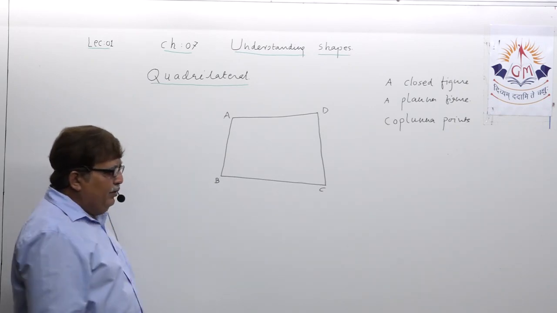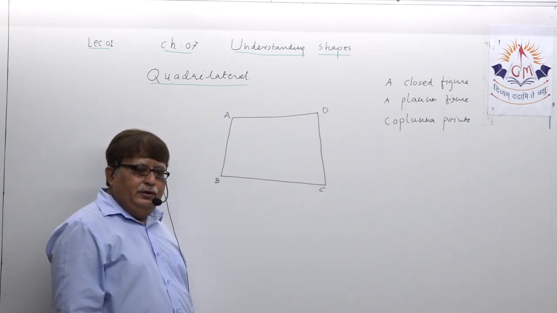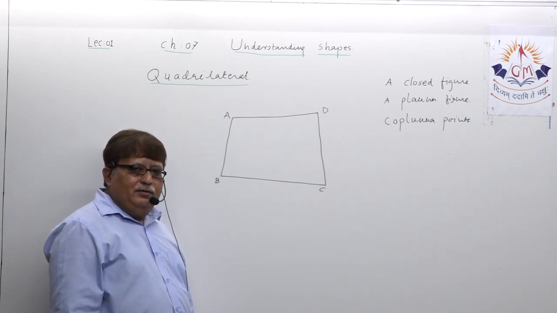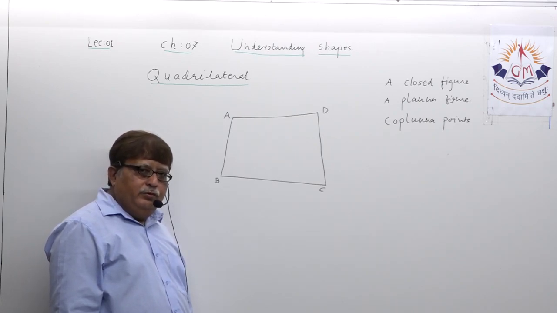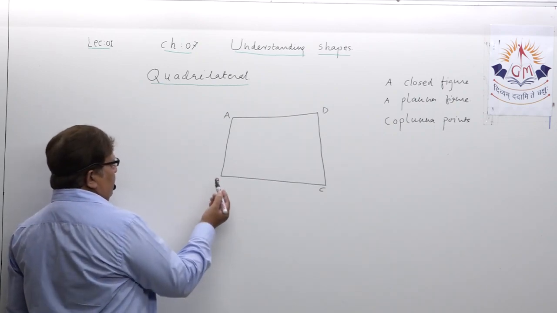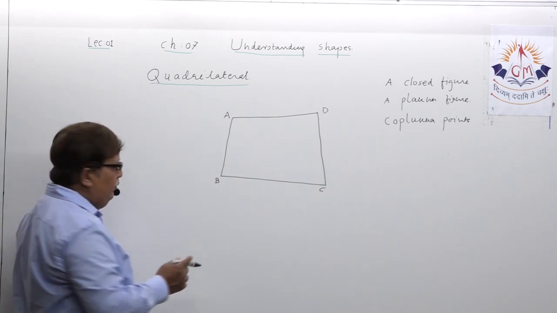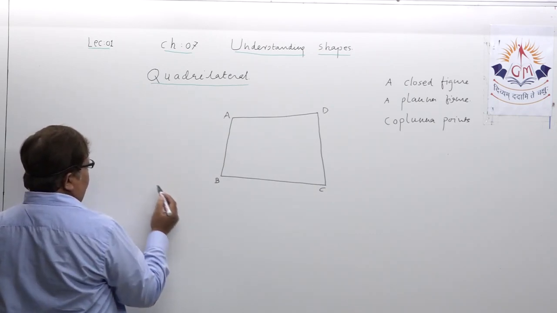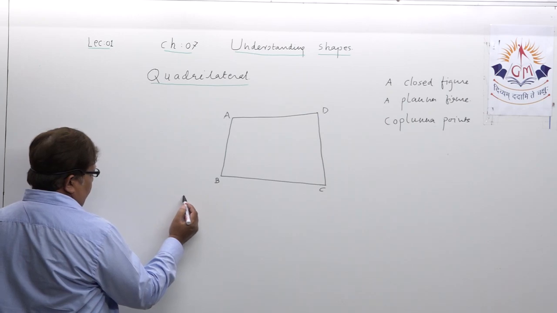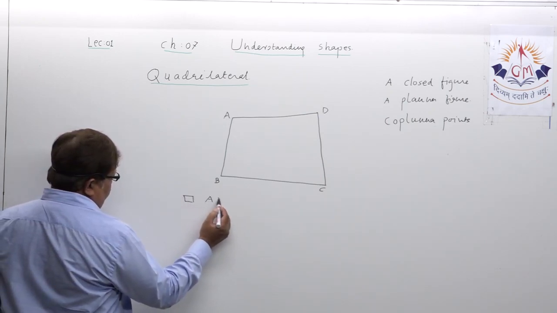Just whenever I speak quadrilateral ABCD, I will not write the word quadrilateral, I will just put the symbol. Understand? Suppose I call a quadrilateral ABCD. Understood? So I can write this way, quadrilateral ABCD.